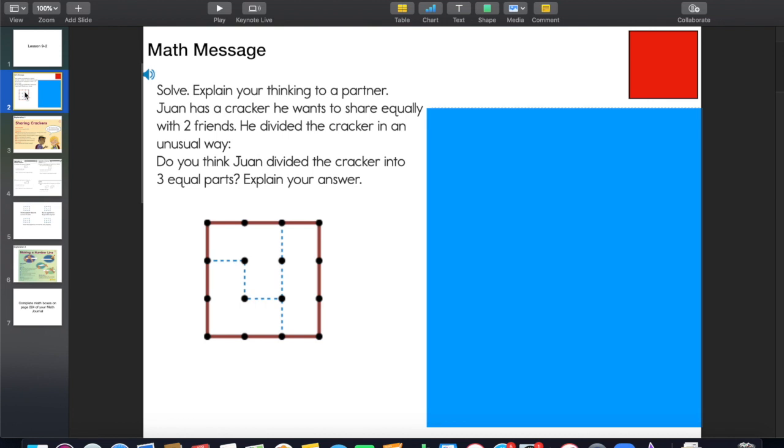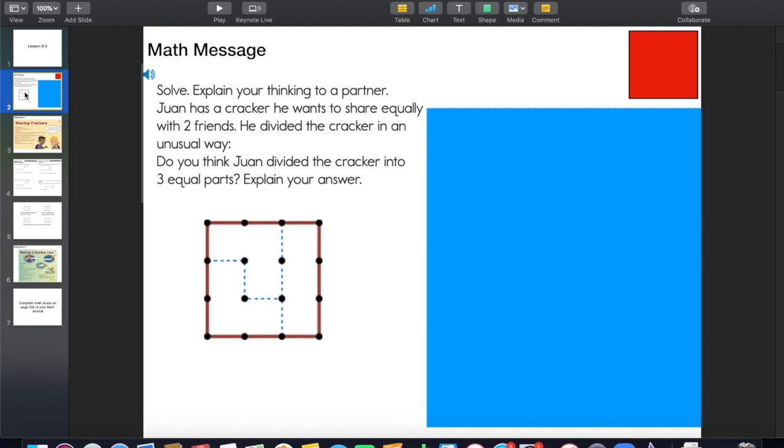So you should have taken the time to solve the math message before turning on the video. If you haven't, just pause the video and get started on it and then come back to hear some explanations. The math message reads, solve. Explain your thinking to your partner. Well, we can just tell each other our thinking. You can tell it to the computer screen and I'll tell it to the computer screen and that will be our partner.